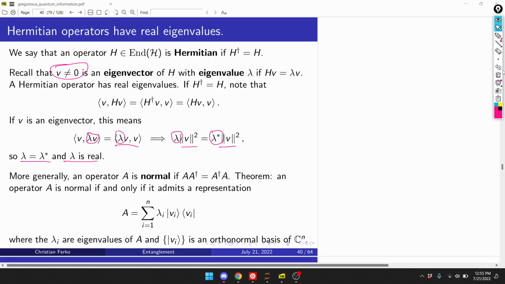Great, Hermitian operators have real eigenvalues. We're in business. I'll also state a version of the spectral theorem. You may have heard of the spectral theorem.